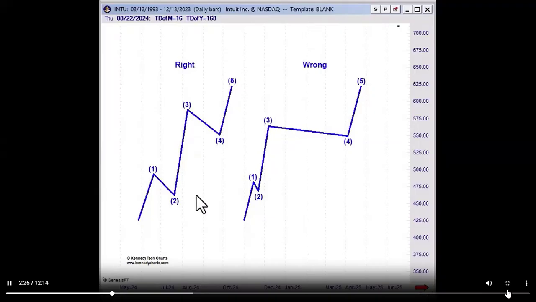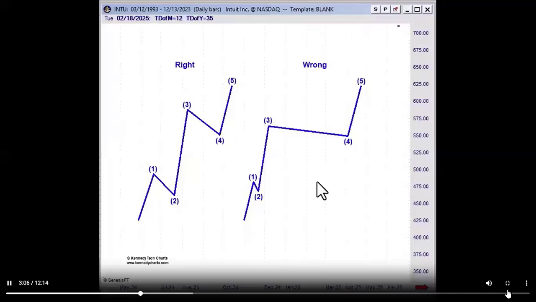Well, sometimes we can get so obsessed with the rules that, the way I like to phrase it, we miss the forest for the trees, because if you look at the diagram on the right, we also have an impulse wave that adheres to the rules and guidelines of the wave principle. Wave 2 does not terminate below the origin point of wave 1. Wave 3 is not the shortest impulse wave of waves 1, 3, and 5. And wave 4 does not end in the price territory of wave 1. So technically speaking, there's nothing wrong with the interpretation identified on the right.